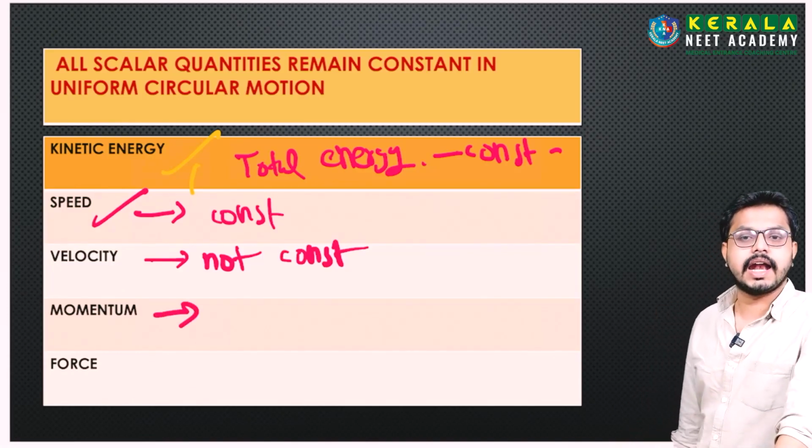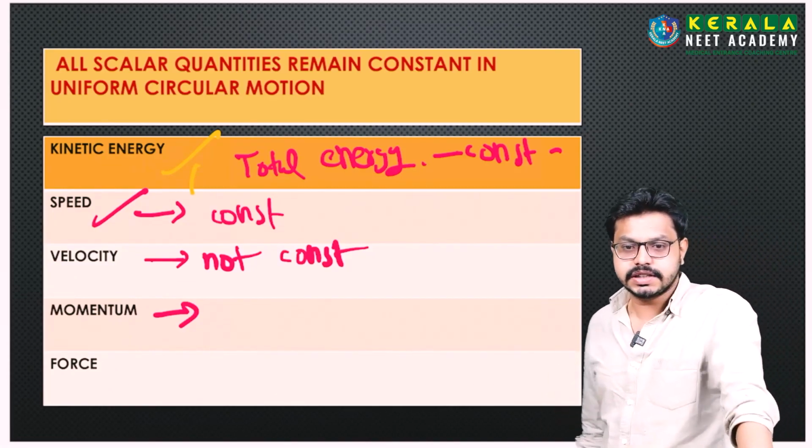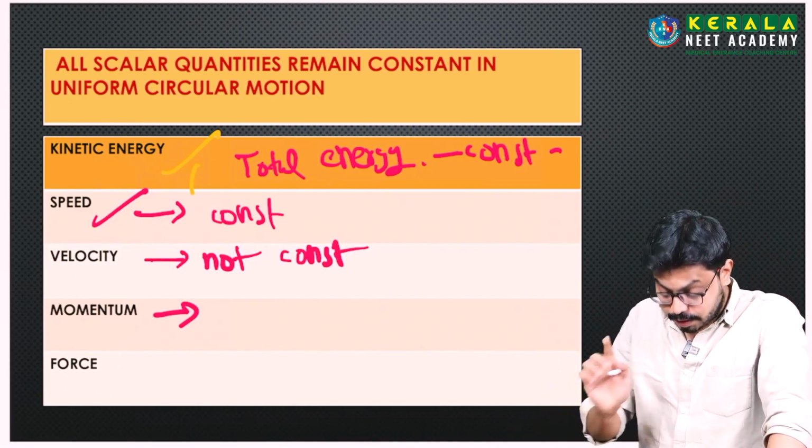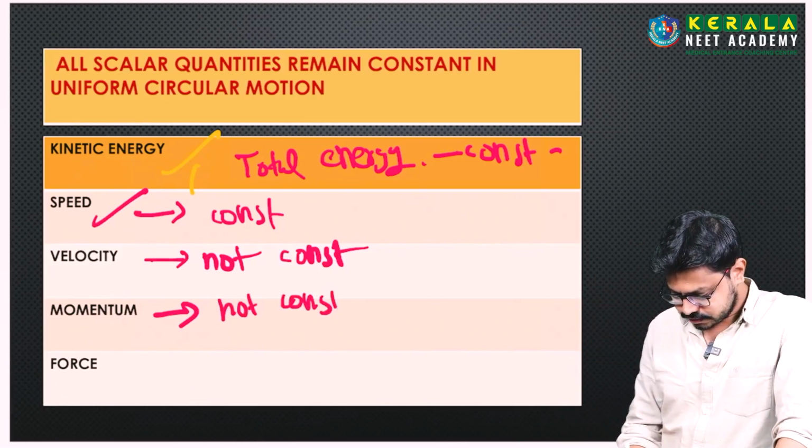Momentum, scalar or vector? Vector quantity, P is equal to m into v. The direction of momentum is the velocity direction. So momentum is constant or not? Not constant. Force.